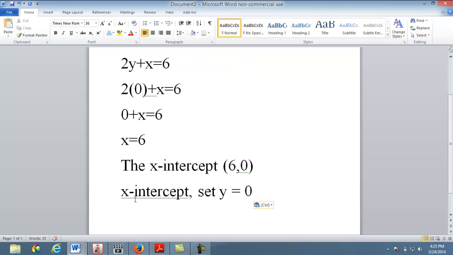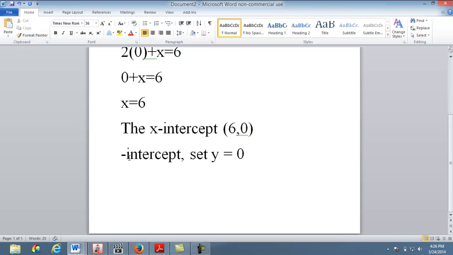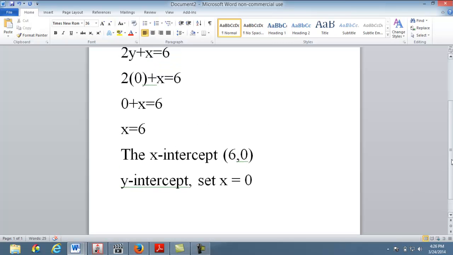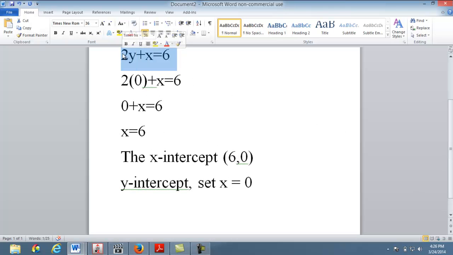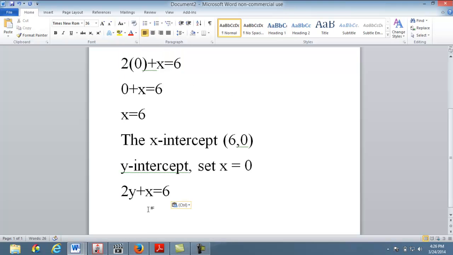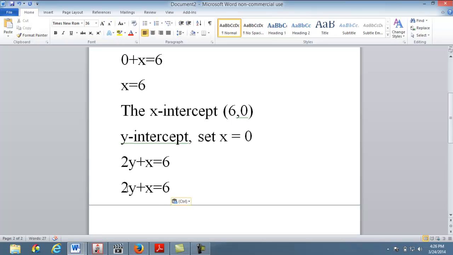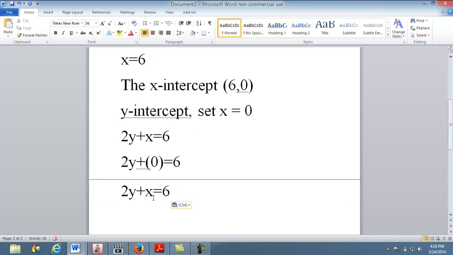I'm going to go through this process again, and this time I'm going to find the y-intercept. To find the y-intercept, I will set x equal to 0. What that's going to look like is you take your original equation again, replace the x and put a 0 there. 2y plus 0 will just give me 2y.